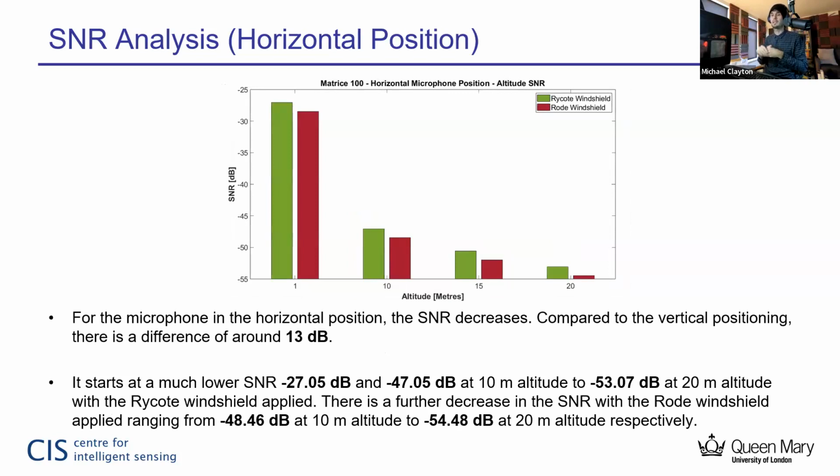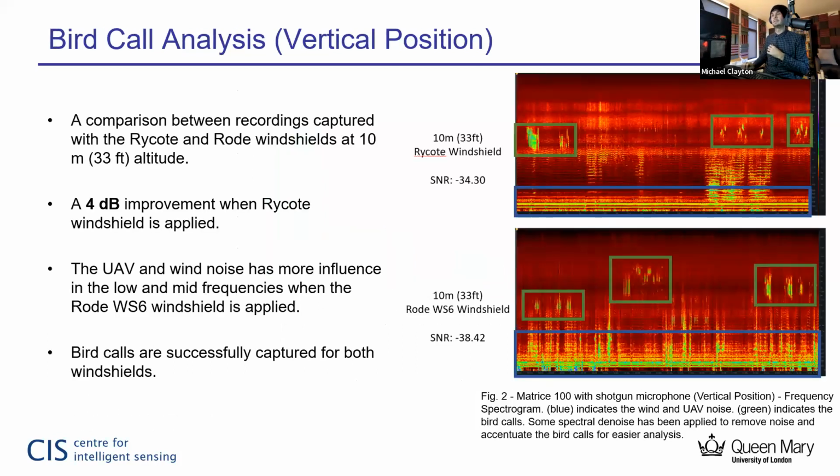Similar to before, the Rycote windshield performs better than the Rode windshield by a small margin, but the vertical position performs better. So here's a comparison of just at 10 meters, so that's 33 feet, for the vertical position.